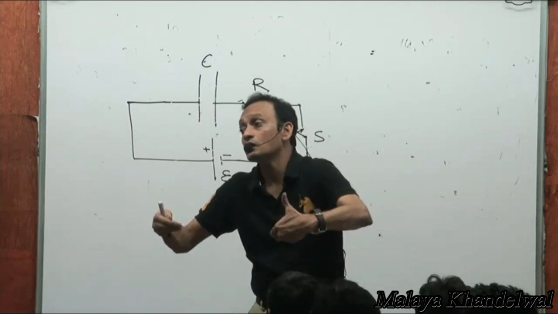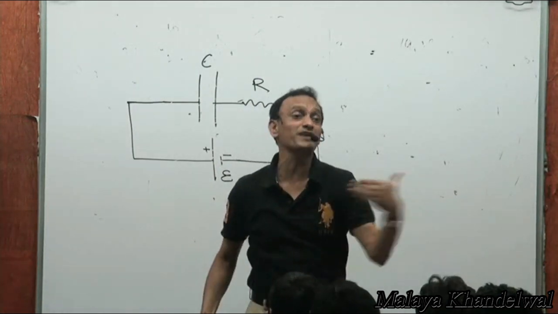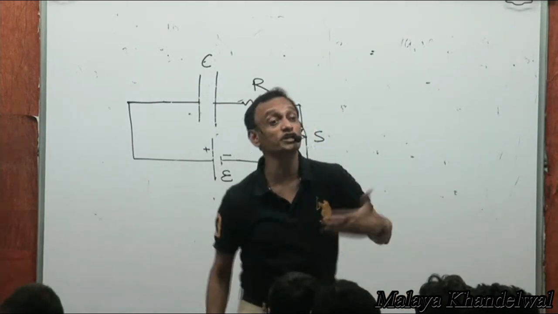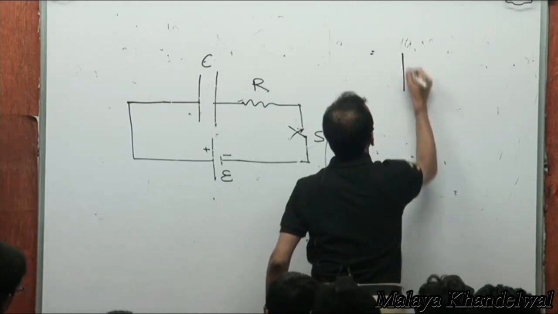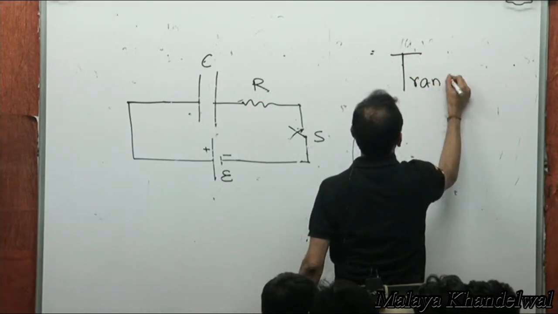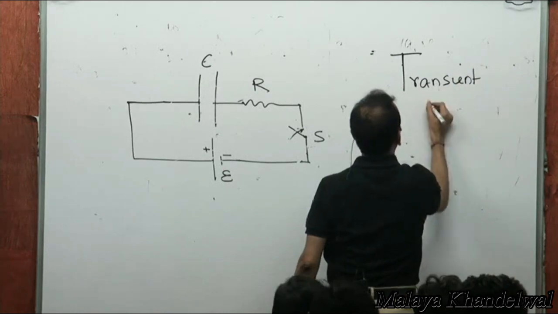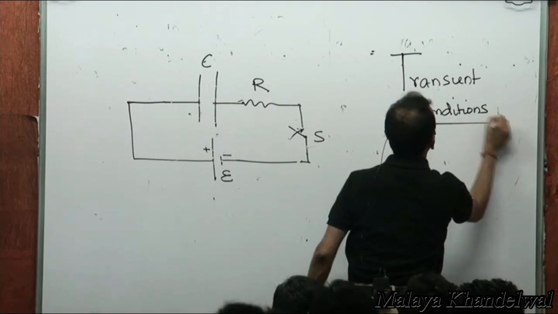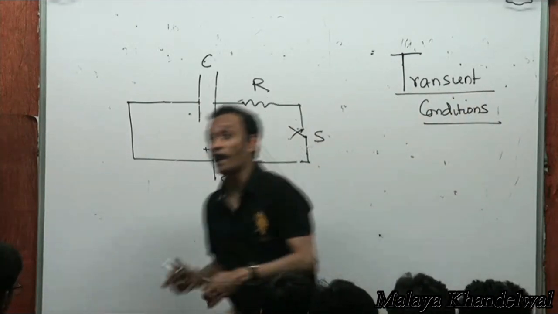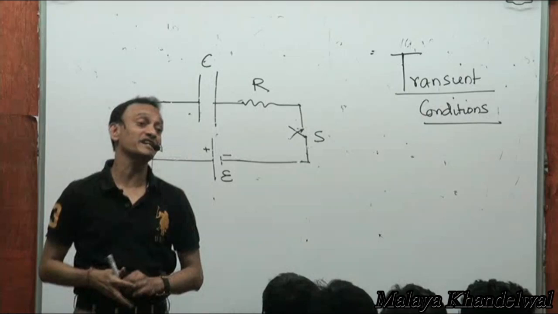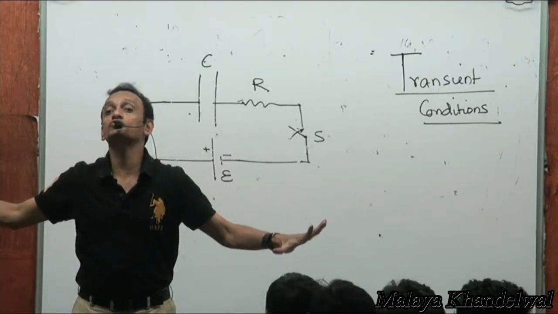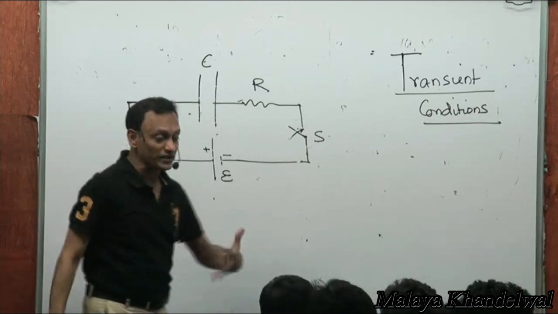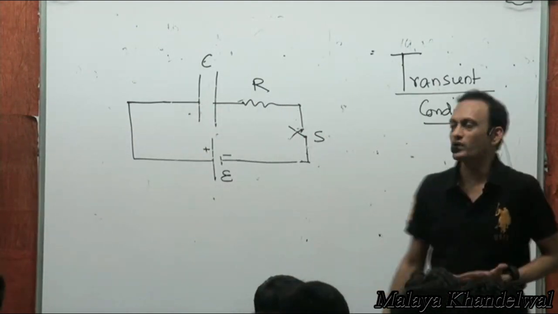These conditions, when things depend on time, the charge on the plates of the capacitor and the current in the circuit depend on time, we call transient conditions, as opposed to steady state conditions. In steady state conditions, things don't change once steady state is acquired, right? But in transient, so let me look at this transient state.